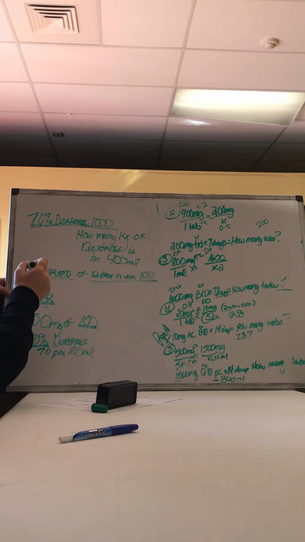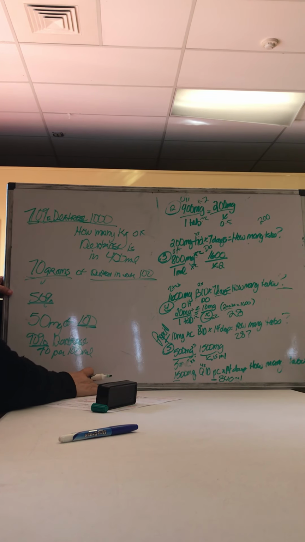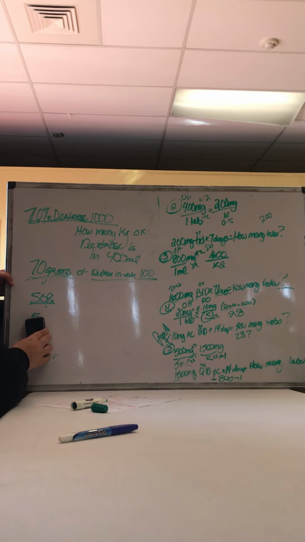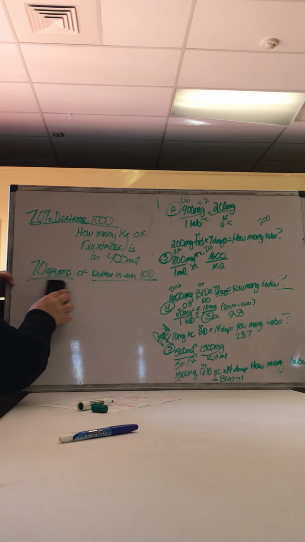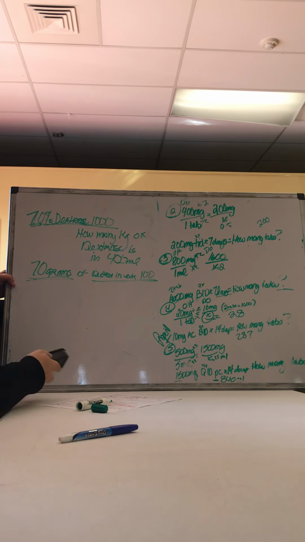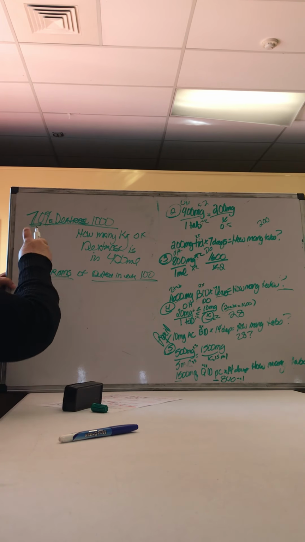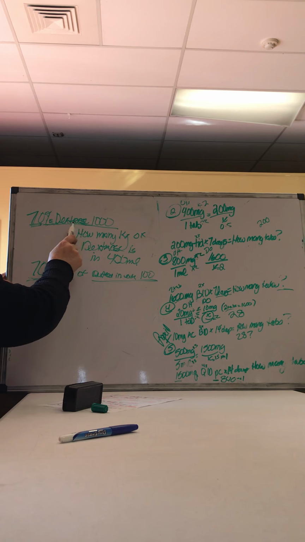They're saying 70% of that is sugar. Dextrose is sugar. Alright? So, once you figure that, we know that there is 70 grams of dextrose in 100. So how many grams is in dextrose 1,000?